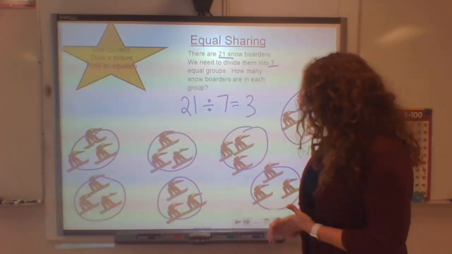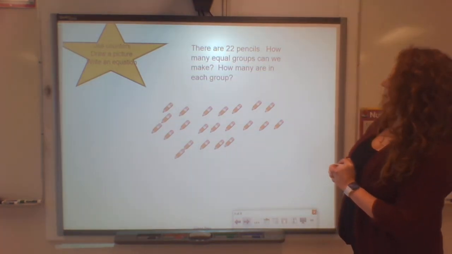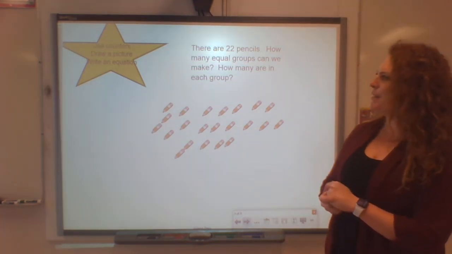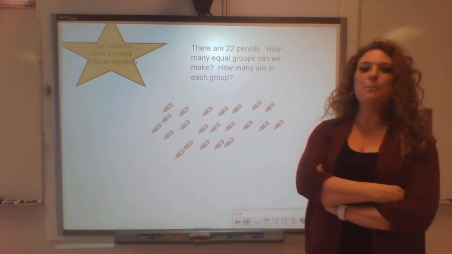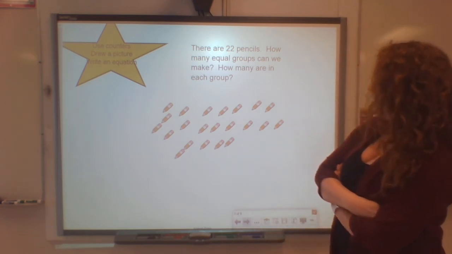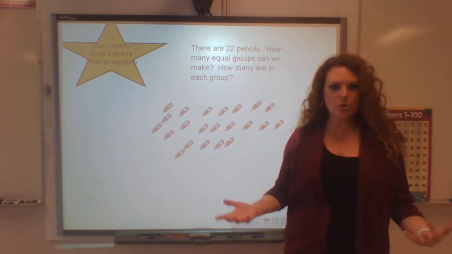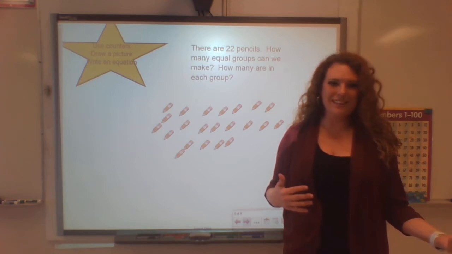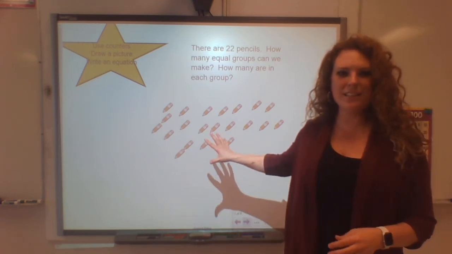Okay, we're going to do one more. There are 22 pencils. How many equal groups can we make? Now, it doesn't tell us how many groups it wants us to make. It's left that open to you. Now, you have a choice in how you want to do that. I'm going to challenge you right now. I'm not going to give you the answer.